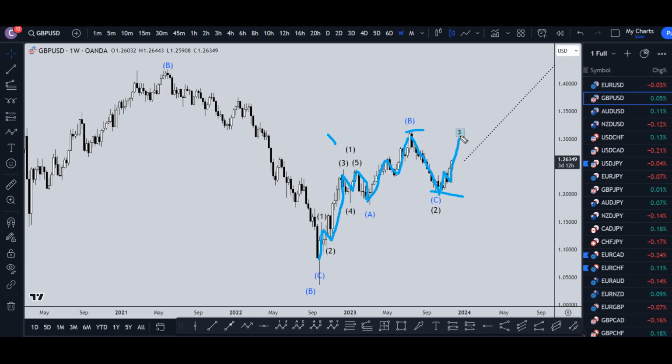I think we're right now in a wave 1. We're eventually going to make a wave 2, and then go up and make a wave 3 to form that pattern like I was showing on the monthly time frame.